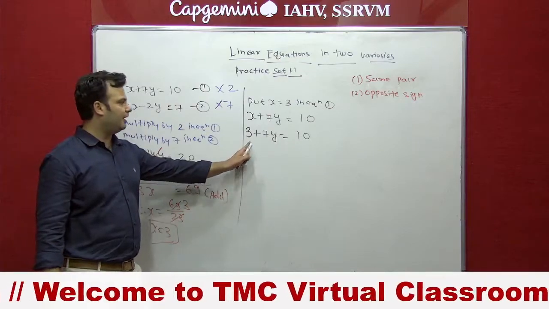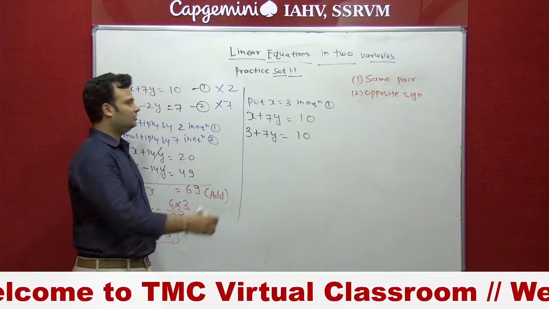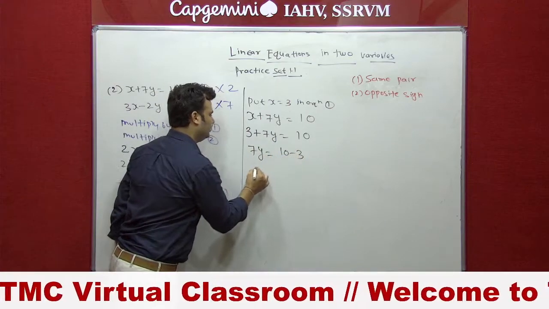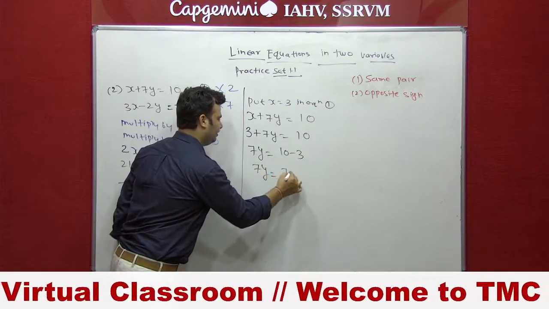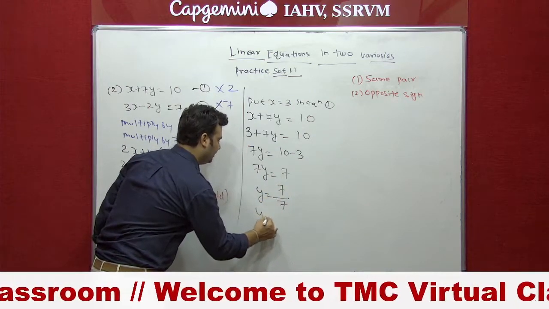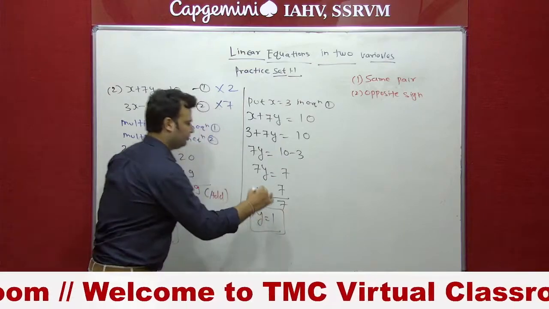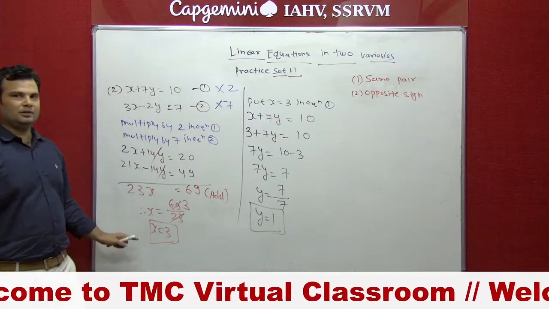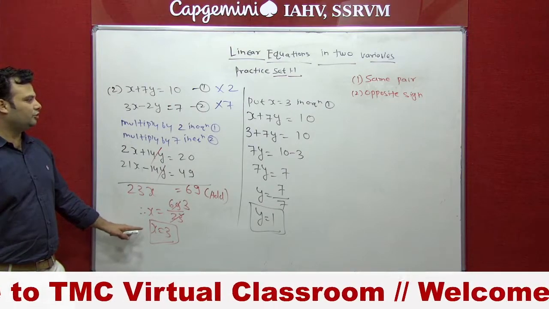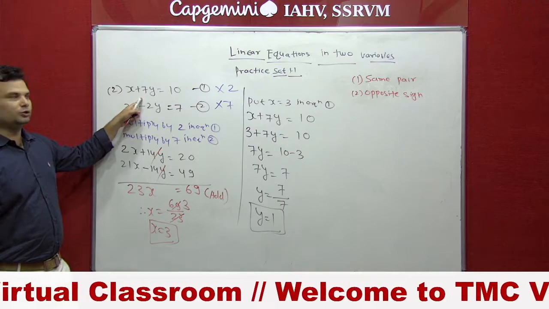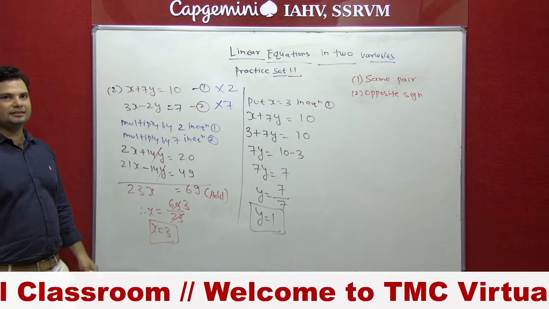This side plus, opposite side become minus. So 7y equal to 10 minus 3. 7y equal to 7. Y equal to 7 upon 7. So answer is 1. So now you can see 3 and 1. If you want to check again the same thing, you can check 3 plus 7 times 1 is 7. So 3 plus 7 is 10. So your answer is correct.